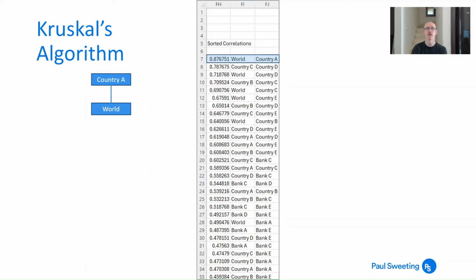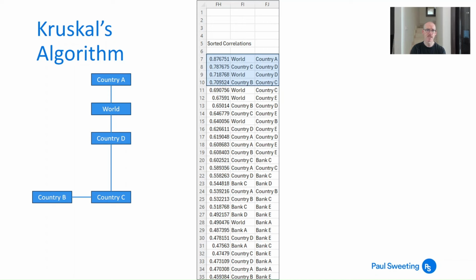So let's look at Kruskal's algorithm instead. The first one we have is the world to country A, of course. And then we can link country C to country D. It doesn't matter that they're not connected, because next we can link world to country D. Country B to country C, that's fine. World to country C, that would create a cycle. World to country E is fine. Country B to country D would create a cycle. We'll have a lot of cycles there.